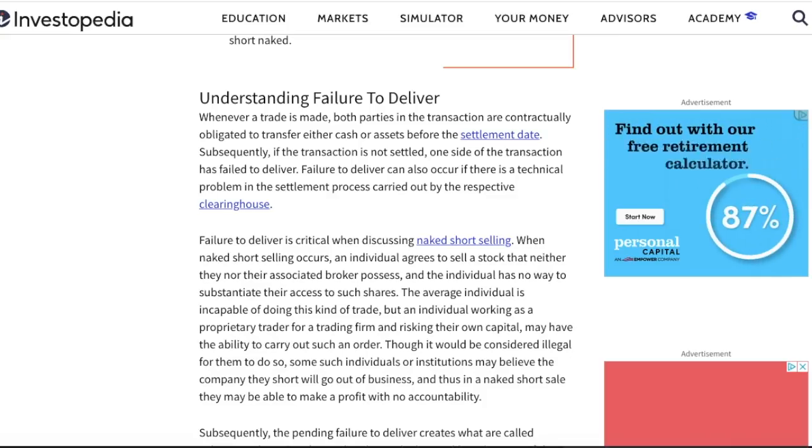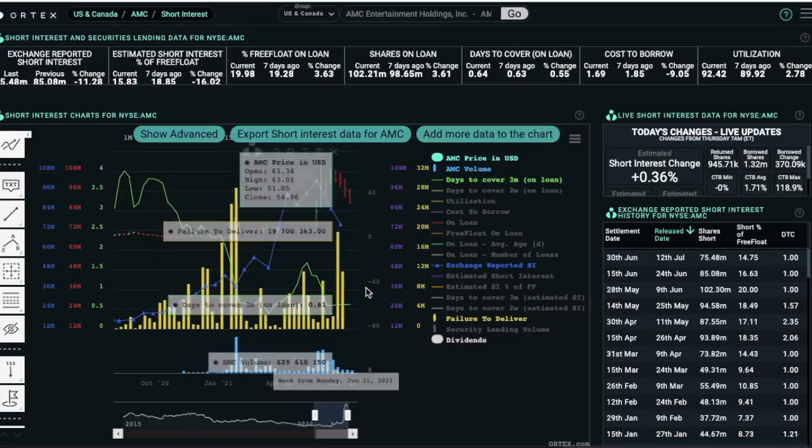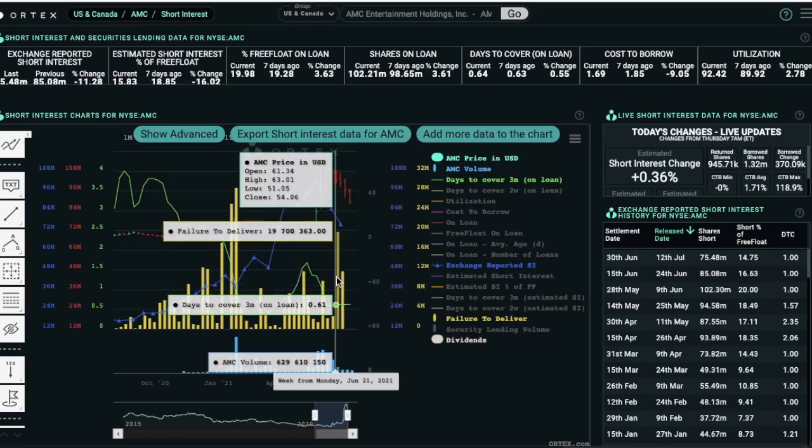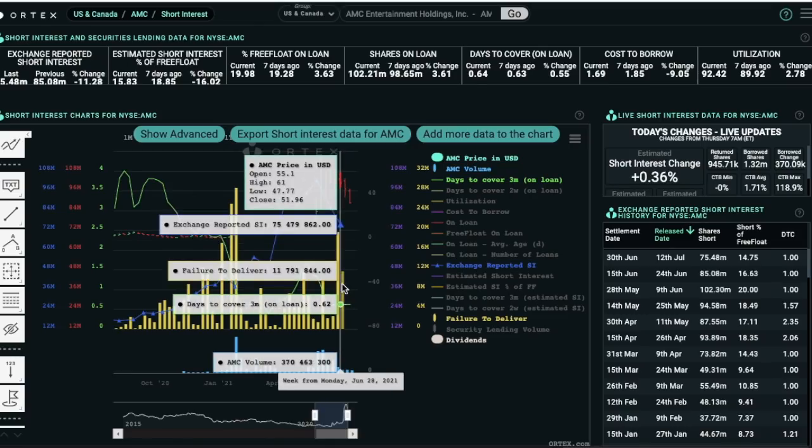Now, a quick Ortex update. Ortex has the new failure to deliver data, but something that you need to keep in mind is that if you just update or open up Ortex, you're going to see the actual weekly numbers of failure to delivers, and how they report them. They're just adding all of the numbers up, which is not exactly how these numbers are supposed to be represented. The failure to delivers are like a running net total of fails on that given day. So when you see this 19.7 million number and this number right here, 11.8 million, they're not exactly accurate.